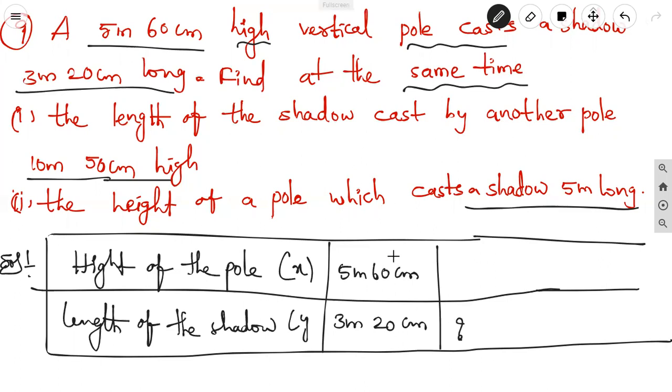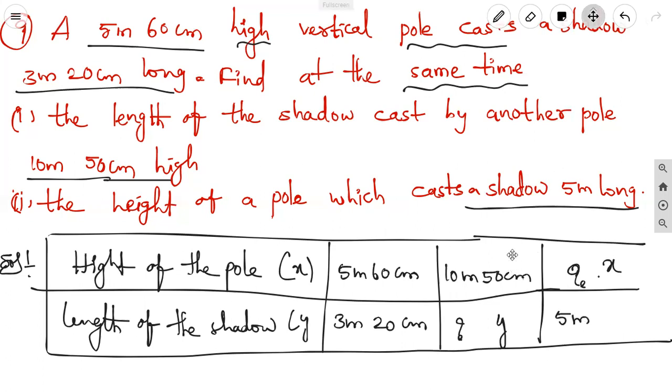Shadow by another pole. Height is 10 meter 50 centimeter. And in the second question, find the height of the pole. Here we can take it as x, it is y. The length of the shadow they have given is 5 meter long.